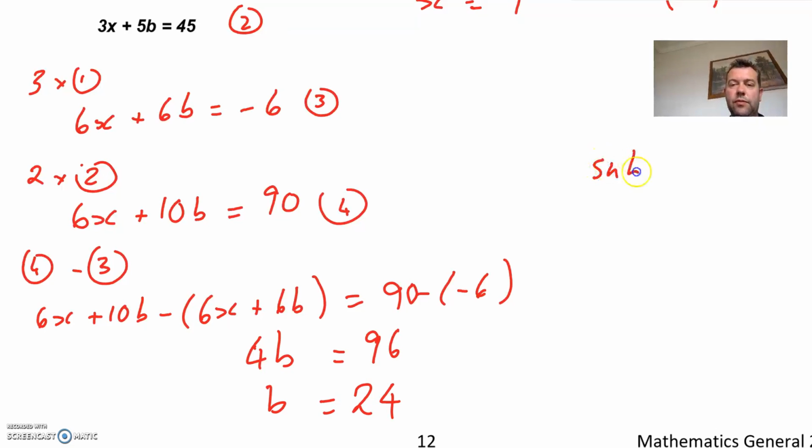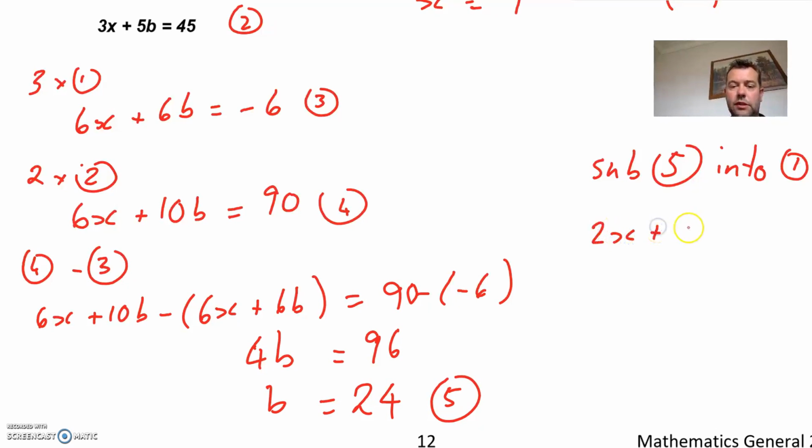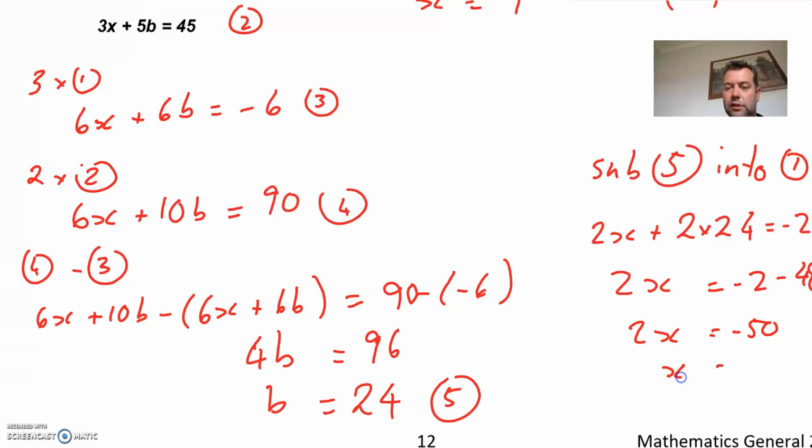Now we'll call that equation number 5. Substitute 5 into, what's going to be a good one to substitute into? I don't know, into 1. They'll all work out, it's all fine. Substitute 5 into 1, that means that 2x plus 2 lots of 24 is negative 2, means 2x equals negative 2 minus 48. 2x equals negative 50, x equals negative 25. So my answer is negative 25 and 24.